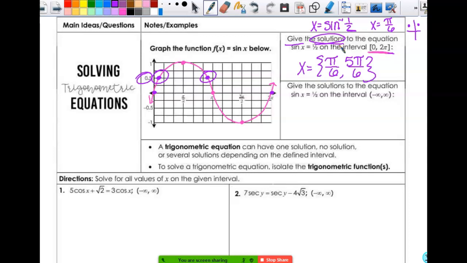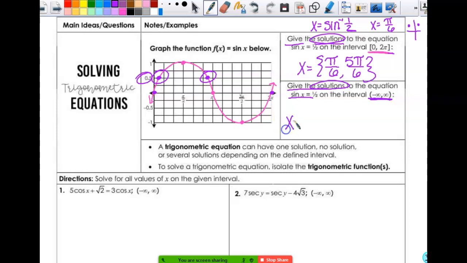So the graph continues in both directions, right? Just keeps repeating for infinity in both directions. So now it says give the solutions to the equation, same equation, but this time what changes is the interval. Now we're going from negative infinity to infinity, which means there's going to be an infinite amount of answers, so obviously we're not writing them all down. We're going to write them in the same kind of manner we did for when we were having to write our zeros and our asymptotes and stuff. I'm going to let you leave off n as an element of the integers just because I know that's a lot of stuff.